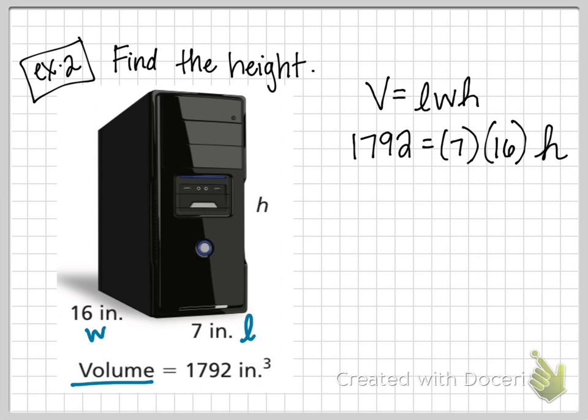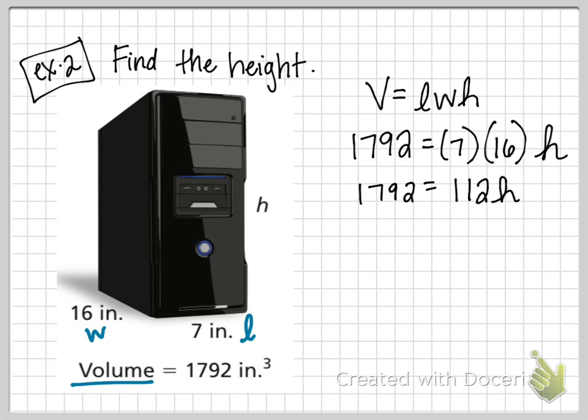Yes? Would you times 7 times 16 and then divide it by... Yes. So start by multiplying. What is 7 times 16? Liam? It's 112. Okay, so first start by simplifying. Multiply 7 times 16, which gives us 112, times h. And then just bring your volume down. So we get 1792 equals 112 times h.